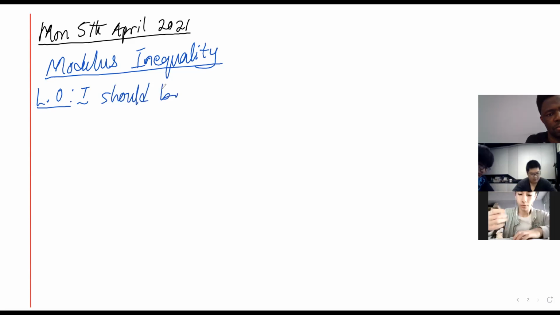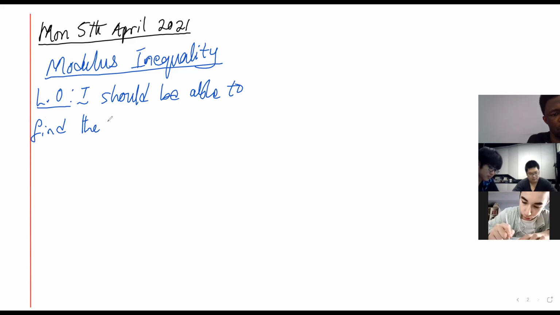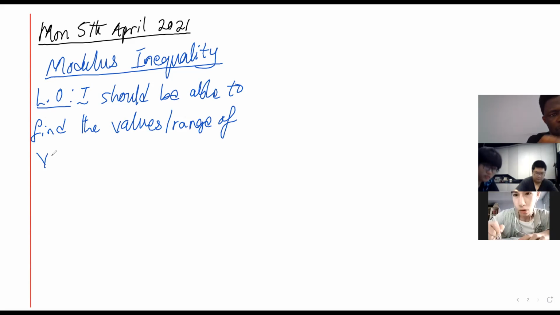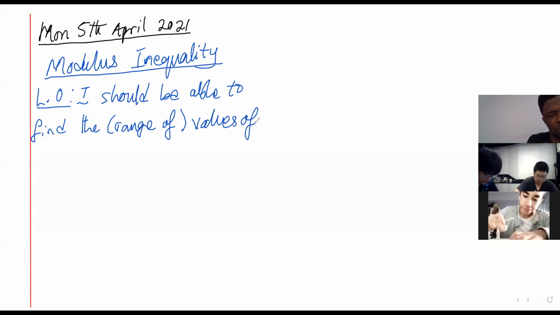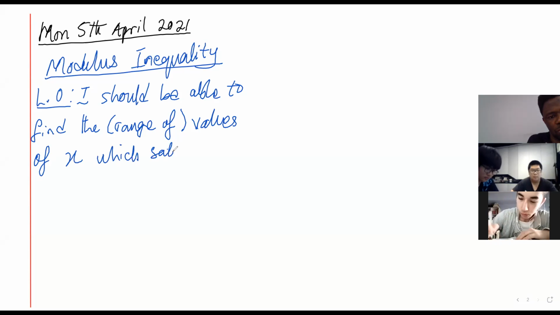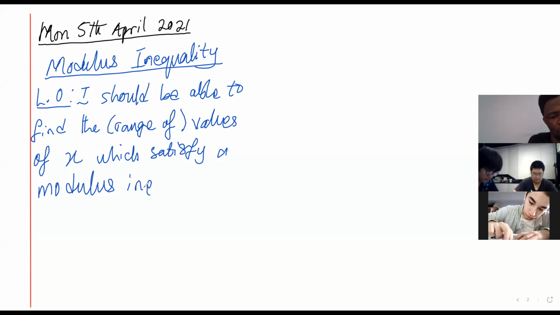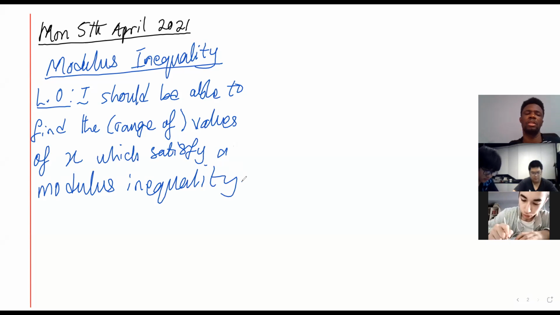I have to do my workings here. ...which satisfy a modulus inequality. So that's more like what we want to do.